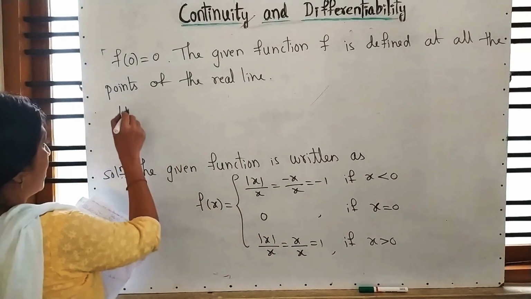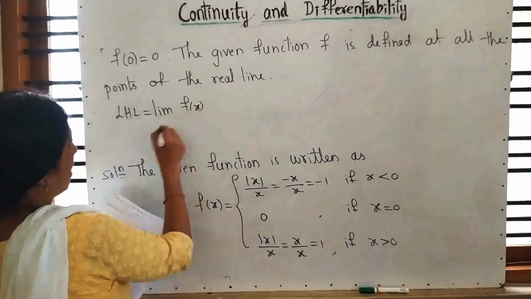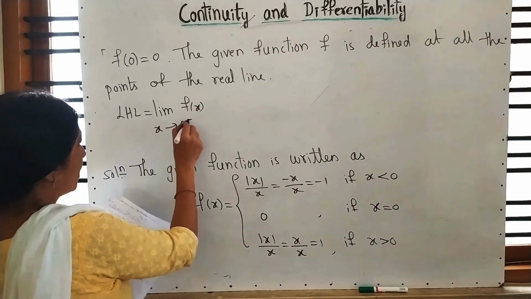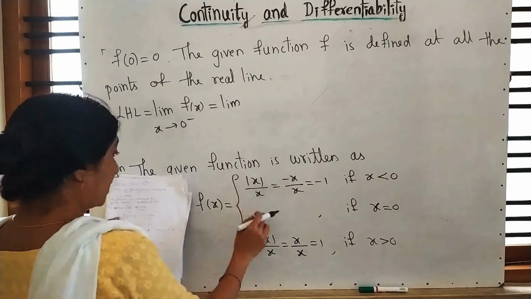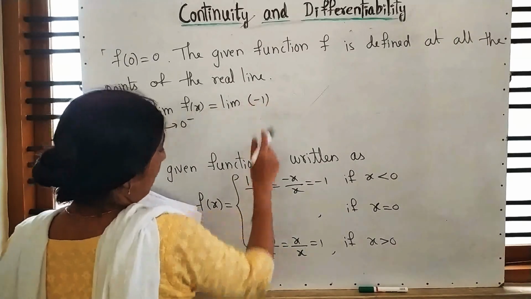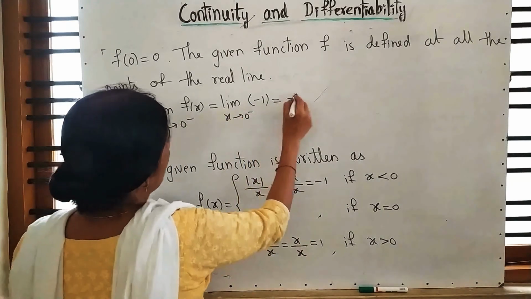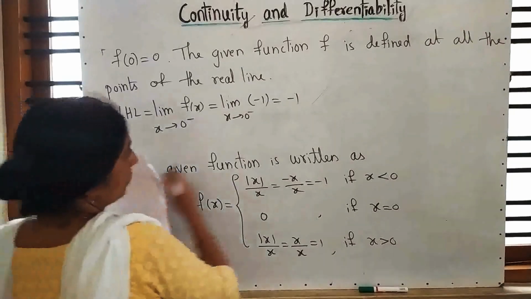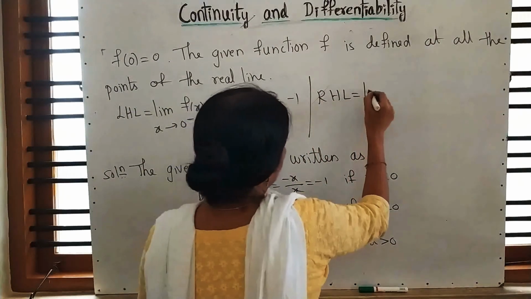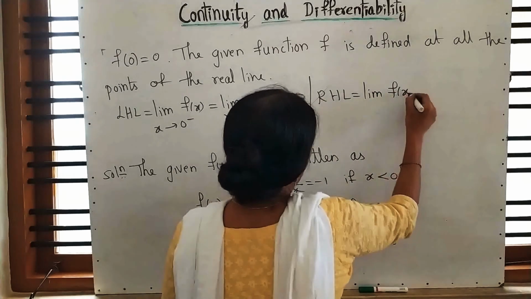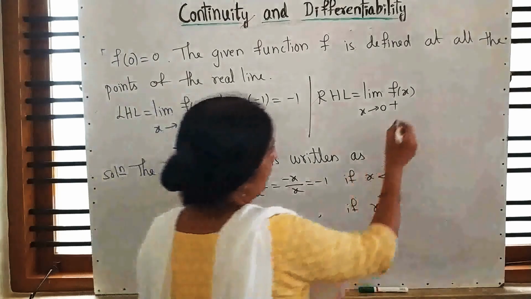And see, left hand limit f of x as x tends to 0 minus, I am writing. And what you are writing? We are writing minus 1 because I wrote the calculations here at x tends to 0 minus, that is minus 1. Understood? And here I am writing right hand limit, limit f of x as x tends to 0 plus, greater than 0 means plus 1.